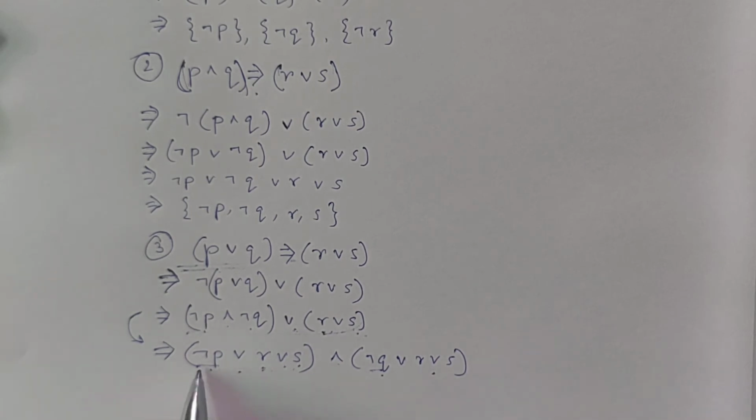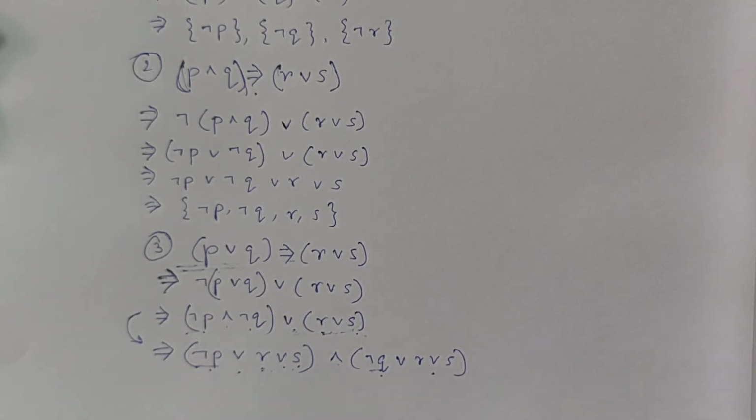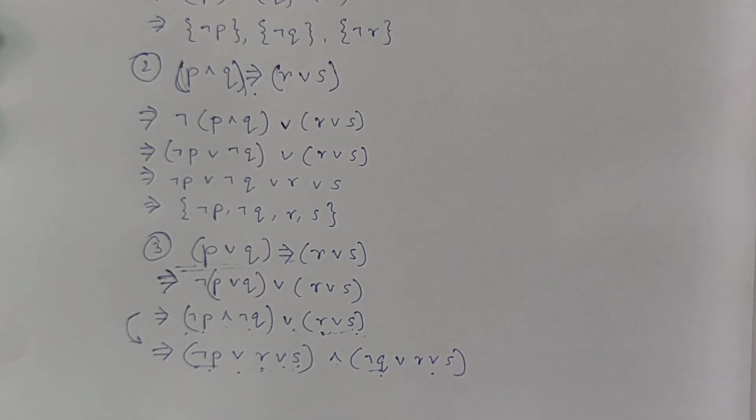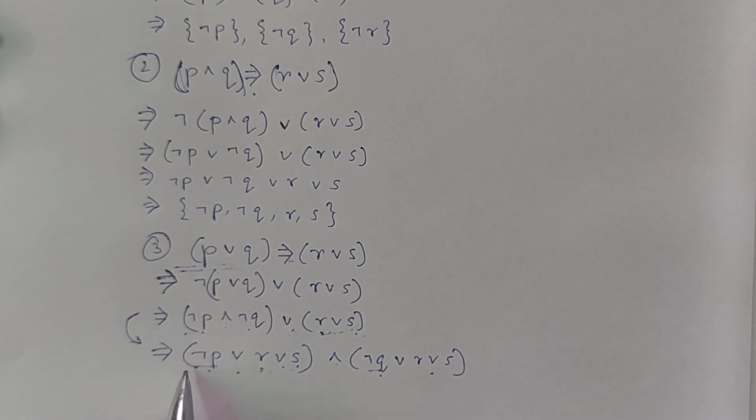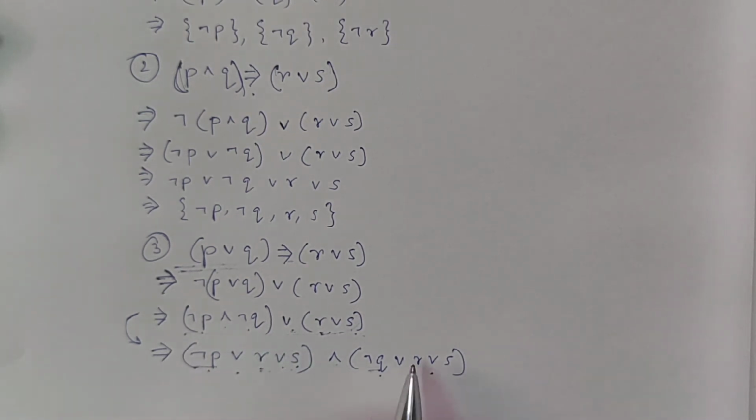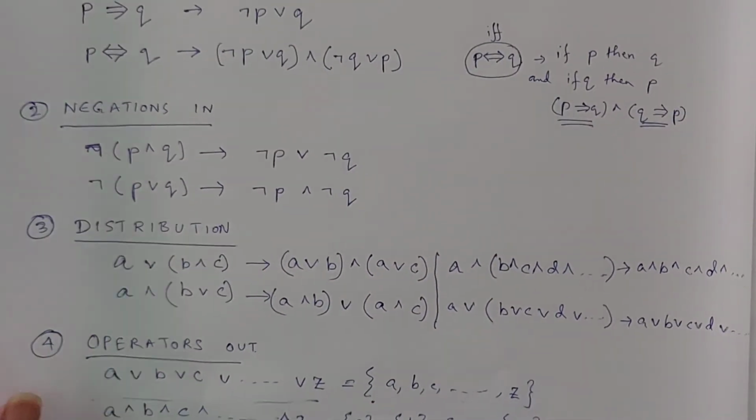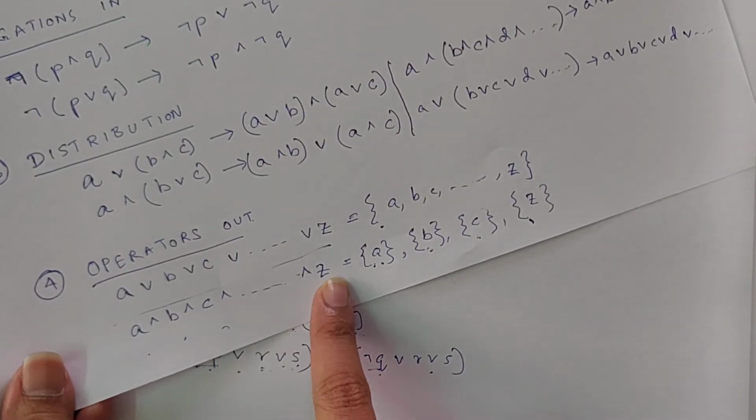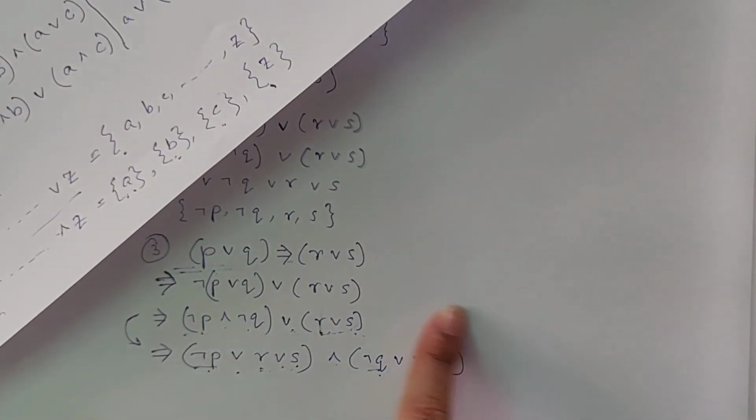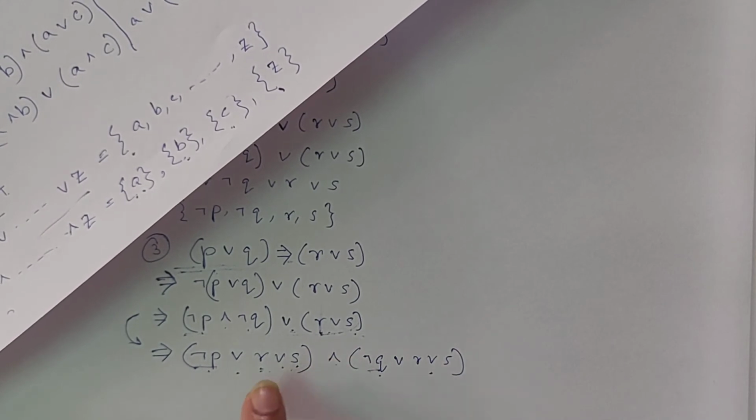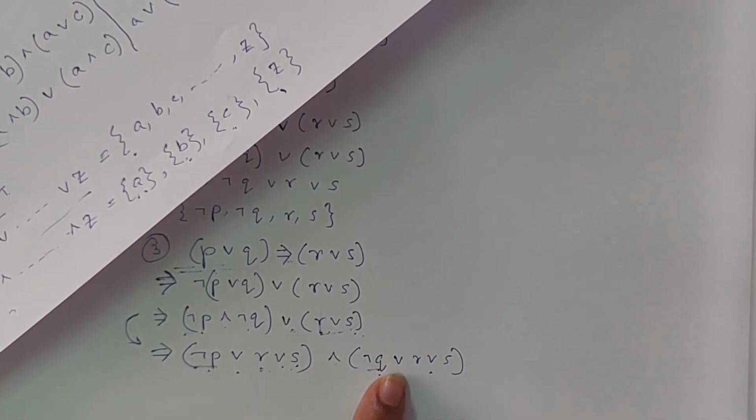Okay. So what is this, not P or R or S? This conforms to a standard form. This also conforms to a standard form. This is a valid clausal sentence, and this is a valid clausal sentence, right? And the entire formula is a conjunction of two valid clausal sentences.